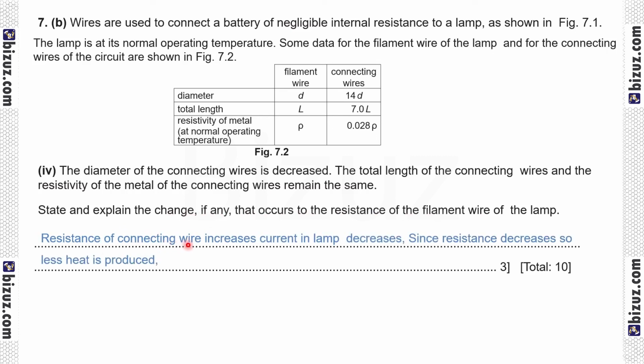Resistance of connecting wire increases because the diameter of the connecting wire is decreased. Since resistance of the connecting wire increases, the current in the lamp, that means in the circuit, definitely decreases. Since current in the filament lamp decreases, therefore its resistance decreases because resistance of the filament wire depends on the current, that means depends on the heat. If current decreases, less heat is produced. That's why the resistance of the filament wire decreases.